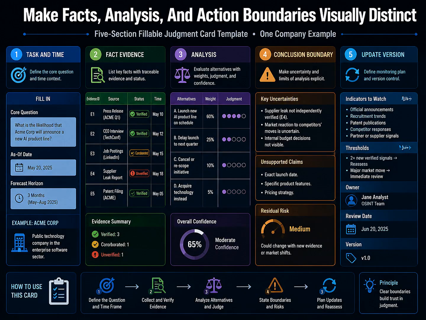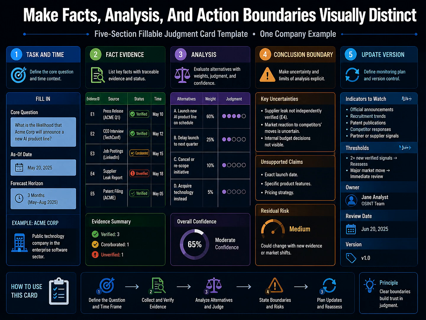The judgment card has 5 sections. Task and time records the core question, as of date, and forecast horizon. Facts records evidence, IDs, sources, status, and time. Analysis records alternatives, weighting, judgment, and confidence. Boundary records uncertainty, unsupported claims, and residual risk. Update records indicators, thresholds, owner, review date, and version.